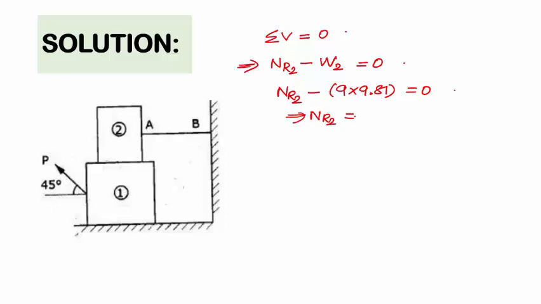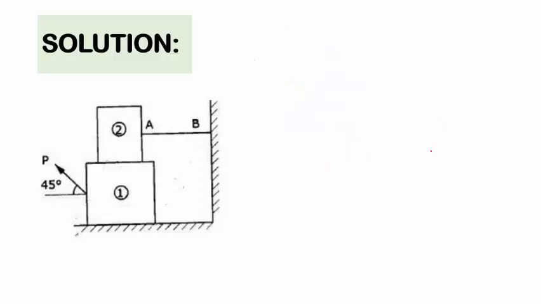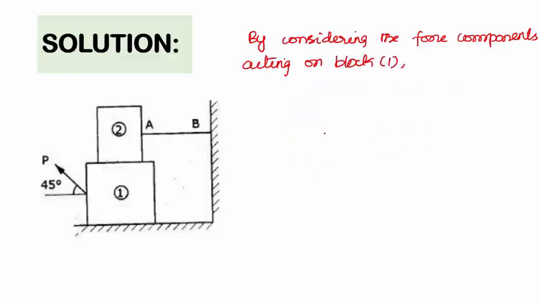We can get the value of NR2 as plus 9 into 9.81, that is 88.29 Newton. Okay. Now we can consider the force components acting on block 1.